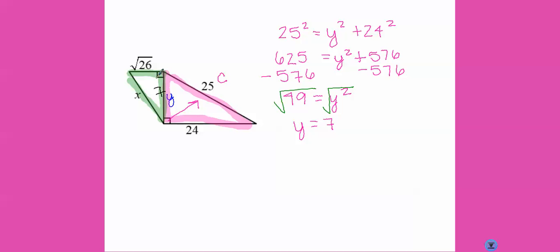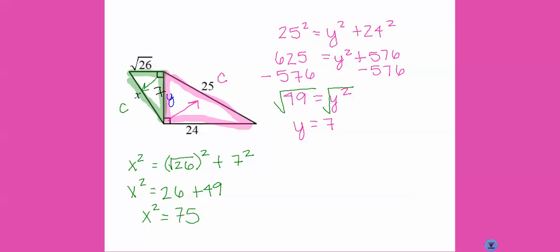The x is the one that's across from the right angle, so that's C. So x squared equals square root of 26 squared plus 7 squared. Bring down our x squared. Square and square root undo each other, so this would be 26 plus 7 squared is 49. So x squared equals 75. Square root both sides, and we get that x is approximately 8.66.